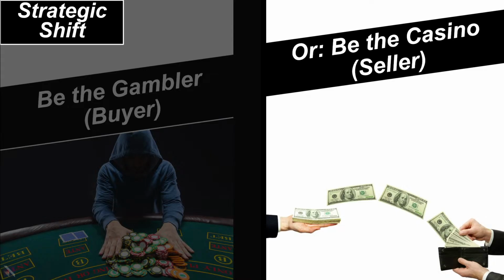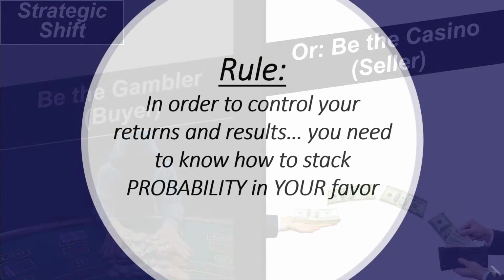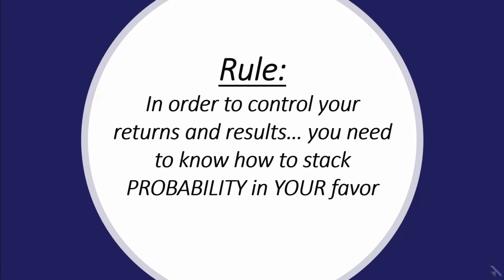Now, why do you want to be the casino in this analogy, or the house? Number one, the house always wins. Number two, they always win because they control and stack probability in its favor. The options paycheck system is built around you stacking the odds massively in your favor. So make a note of this. In order to control your returns and results, you need to know how to stack probability in your favor. And that first step is that shift from being the buyer of options to being the seller.